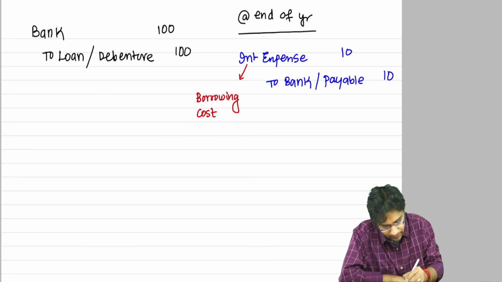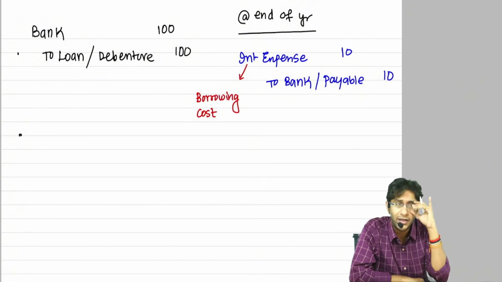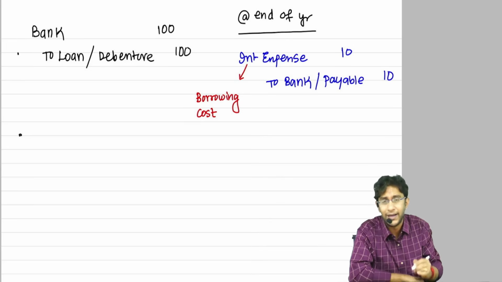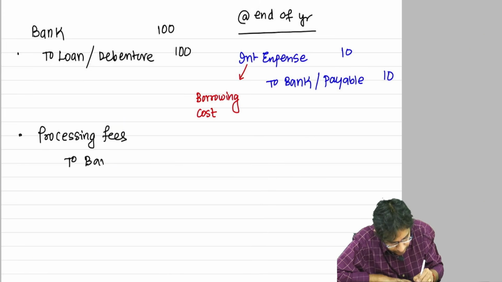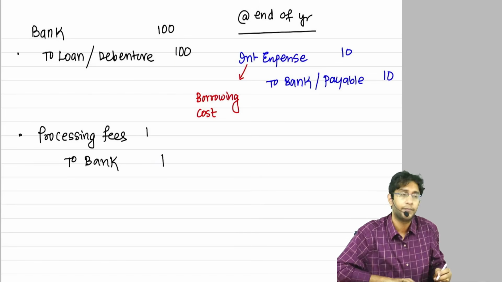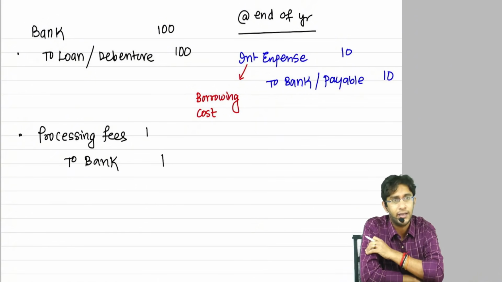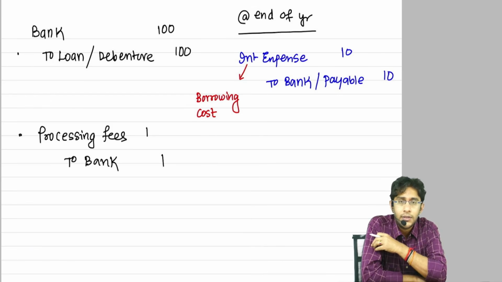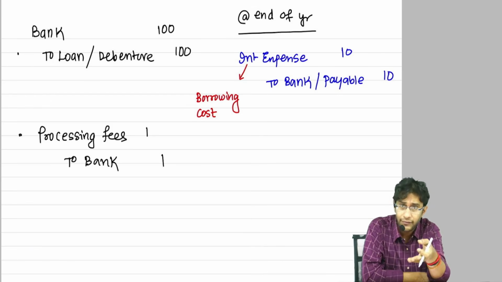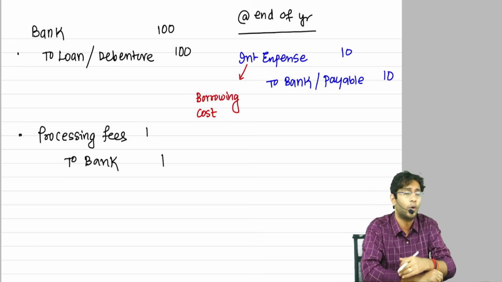But look at another one. When I tried to raise a loan of 100 lakhs, the bank charged 1 lakh rupees processing fees, which I paid. So the entry for this is processing fees to bank, let's say I paid 1 lakh. Normally, the treatment of this kind of expense is you will not charge it off to P&L account at once. The reason is, you have taken a loan, let's say for a period of 5 years. So you will enjoy the benefit of the loan for 5 years. Therefore, the processing fees also should be booked as expenditure in your P&L account over a period of 5 years.